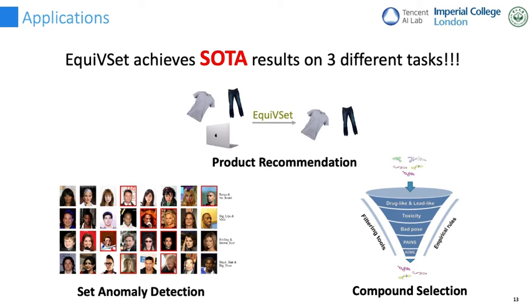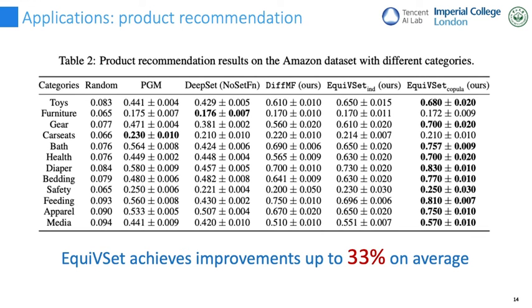We evaluate EquiVSet in three applications: product recommendation, set anomaly detection, and compound selection. EquiVSet achieves strong results on all these three tasks. Specifically, in product recommendation, EquiVSet improves 33% on average compared with the baselines. Please refer to our paper for more results and details.